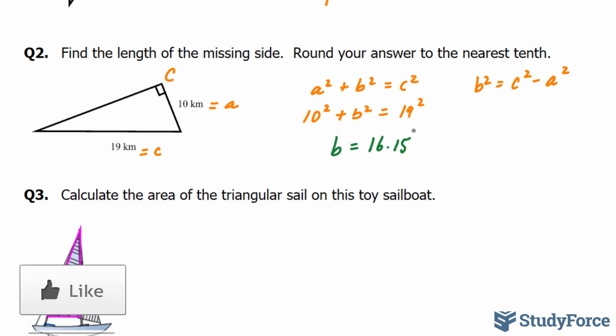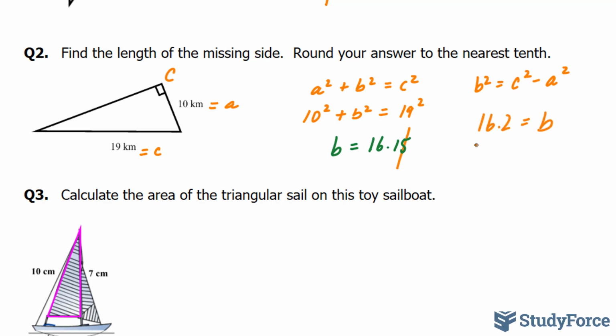Something you should be aware of, the hypotenuse is the longest side of a right triangle. 16.15 fits this triangle because it's less than 19. So that should give you an idea of whether you got the right answer. Once again, we're going to round to the nearest tenth. Given that this 5 is the last number, we will have to round this 1 to a 2. 16.2 is equal to b.